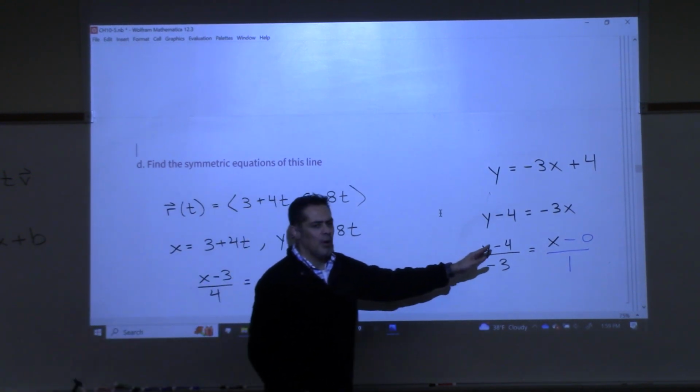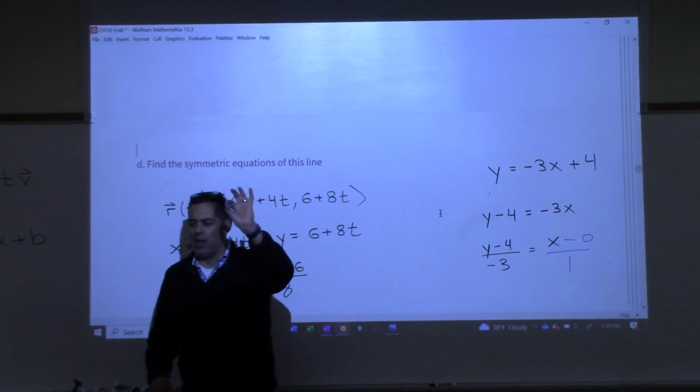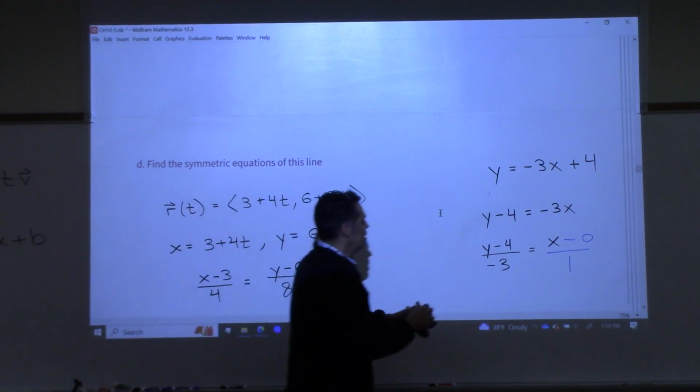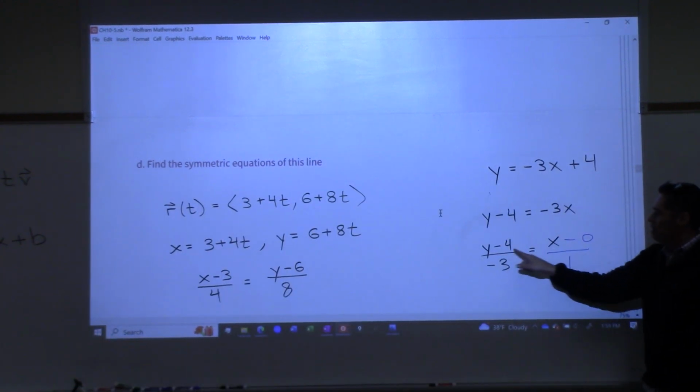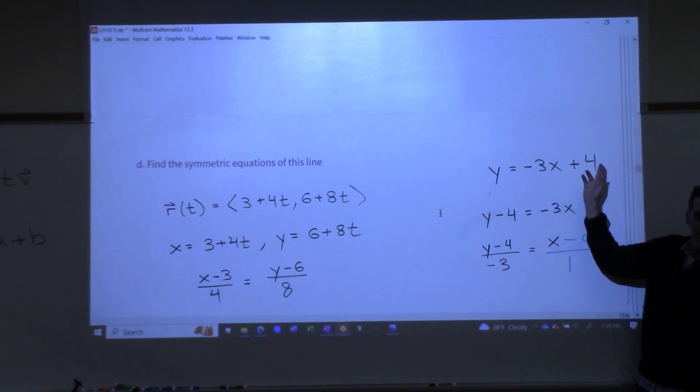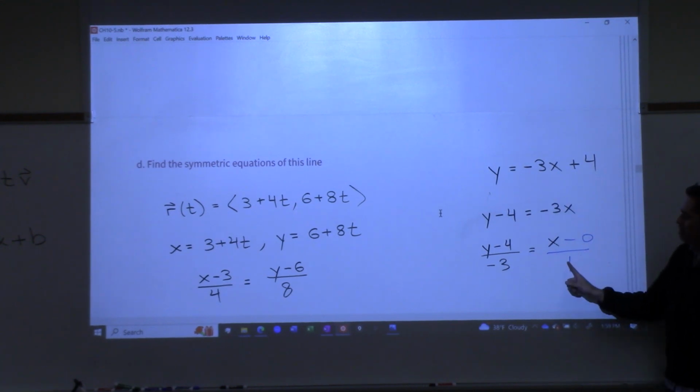So what would be a point on that line? 0, 4, very good, because the x and y are switched. So 0 for x. So 0, 4 should be on this. Is it? Plug it in. 0, do you get 4? Right? So that's our symmetric, right? Does everyone see how we did that? It's a little weird, right? But we could do that.